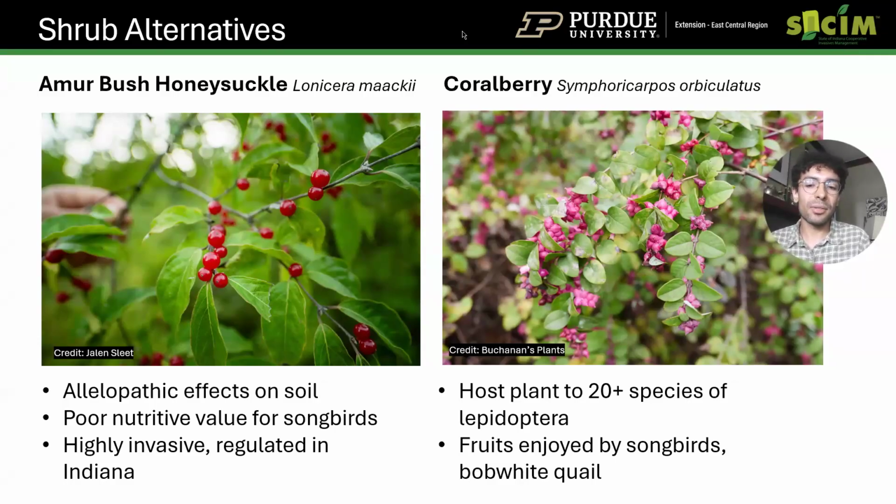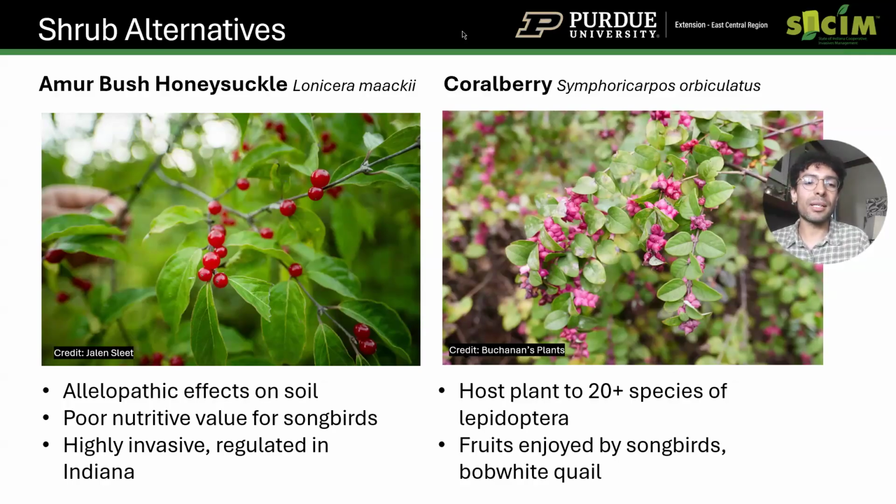The fruit is also really a pretty poor nutrition source for songbirds. I always tell students it's like if the birds are exclusively eating at gas stations, eating McDonald's. This fruit doesn't have the lipids, the fats. It doesn't have the protein that they need to be able to complete their long journeys as they migrate in the fall. So comparatively, we do have some native honeysuckle in Indiana.